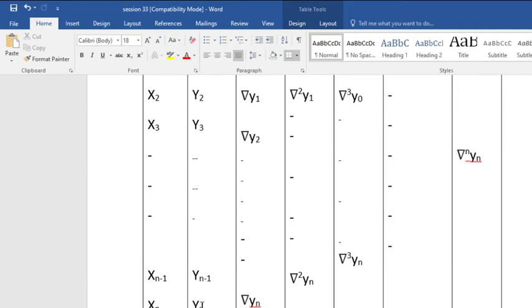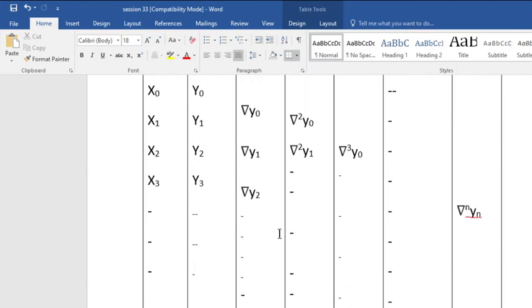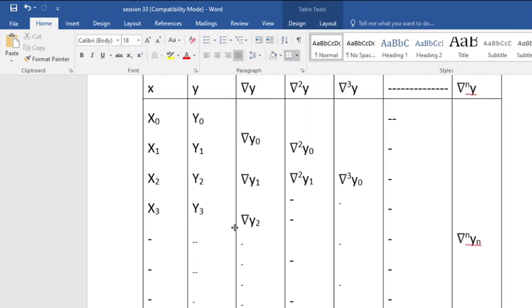That is, yn minus yn minus 1 is nothing but the first backward difference of yn. Similarly, going in the reverse order, the difference of y3 and y2 is the first backward difference of y2, the difference of y2 and y1 is the first backward difference of y1, and the difference of y1 and y0 is the first backward difference of y0.